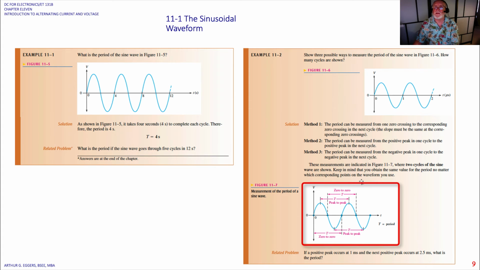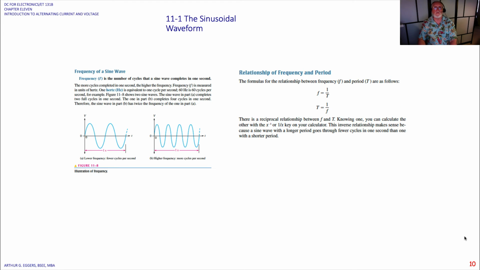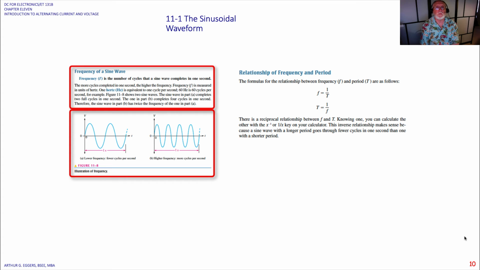So these measurements then are indicated where 2 cycles of the same sine wave are shown. So you can see here they're giving us some measures and some terms. Here we have 0 to 0. Here we have time from peak to peak. Here we have it labeled as peak to peak. Here on the negative side, time peak to peak, or time 0 to 0. So whichever is the most convenient for you to do your measures is the best way to do it.